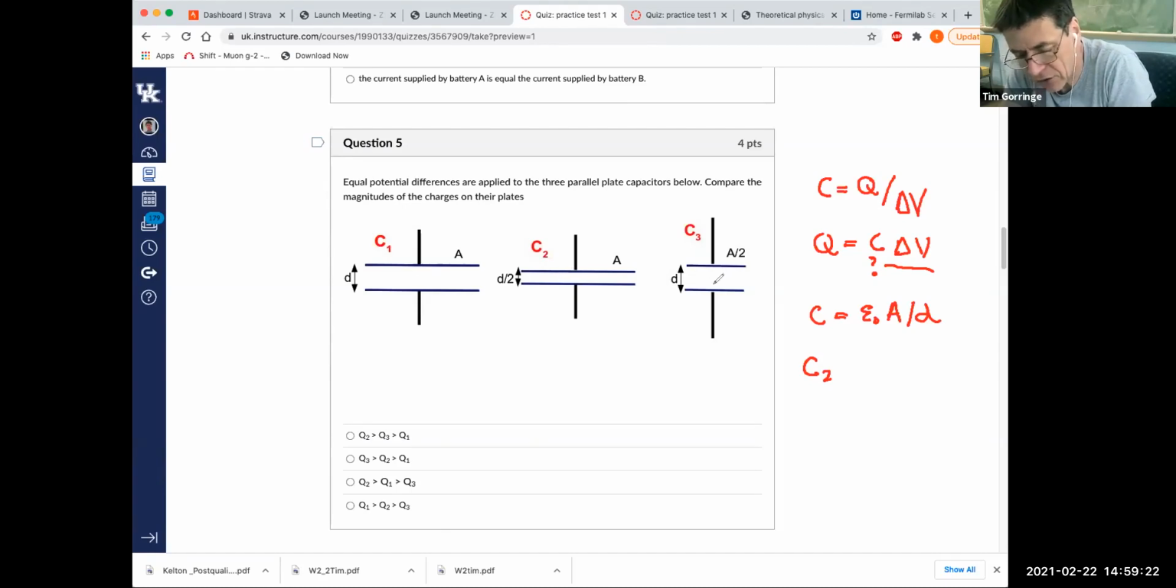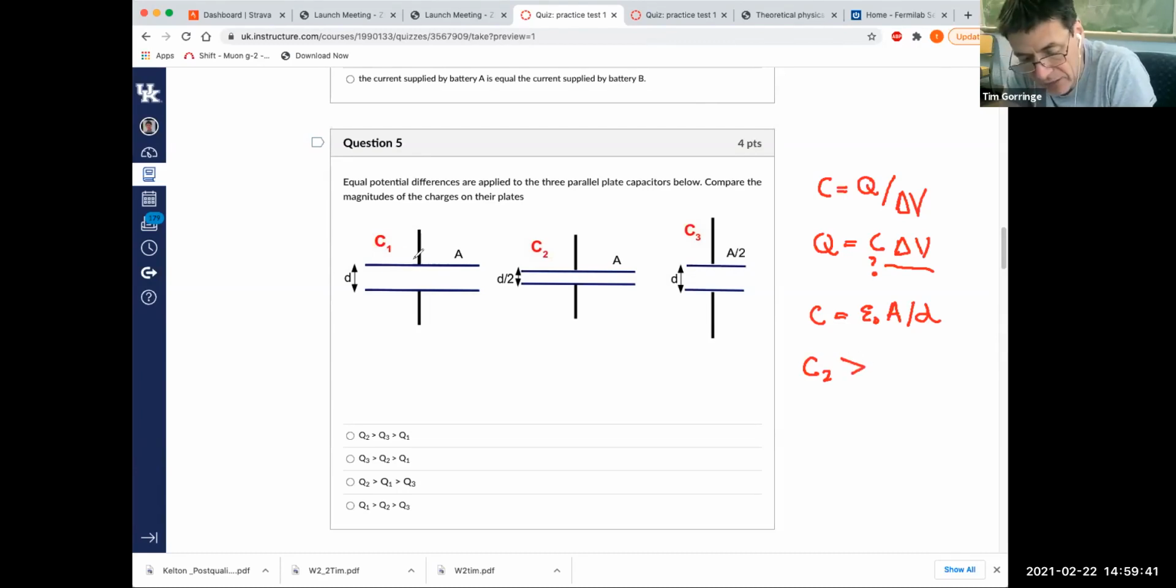I can see it's also clearly bigger than the capacitance of C3, because C3's got smaller plates. That makes the capacitance smaller, and it's got a bigger separation. So it's definitely bigger than C3.